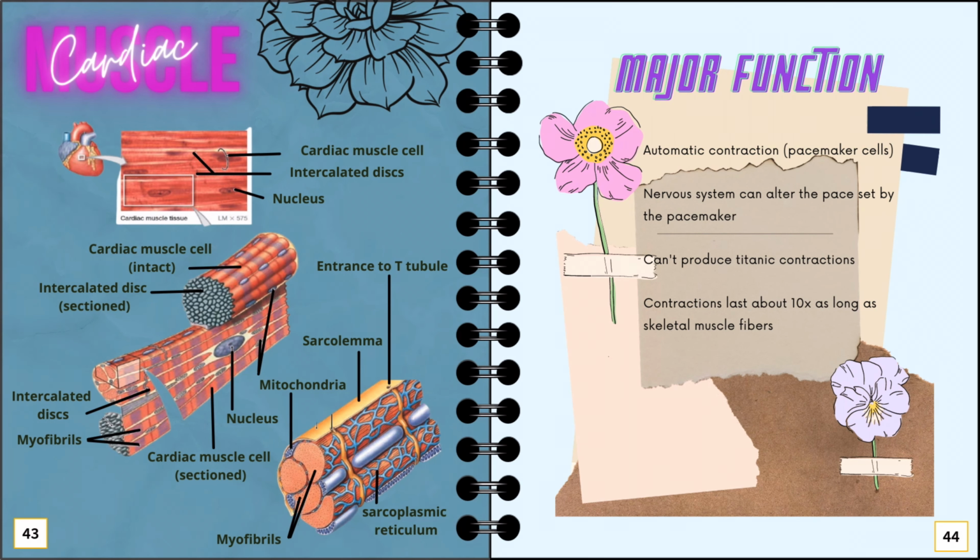Finish for skeletal muscle. Moving on to the cardiac muscle. So in page 43 we can see the structure of our cardiac muscle, and its major function is automatic contraction, which works like a pacemaker. Nervous system can alter the pace set by the pacemaker, can produce tetanic contraction, and lastly contractions last about 10 times as long as skeletal muscle fibers.